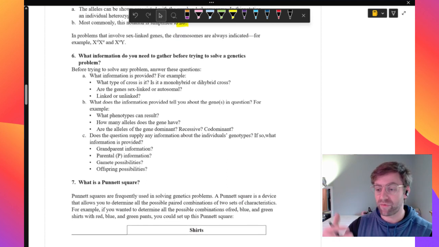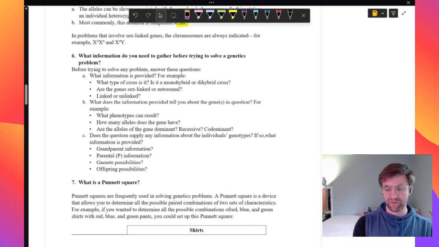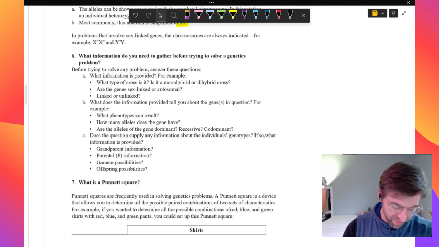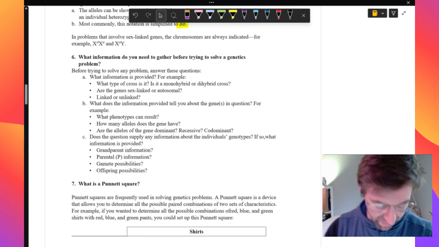There are clues in the language that can allow you to draw conclusions about what will be expressed. It's a little language puzzle. I love it. All right.